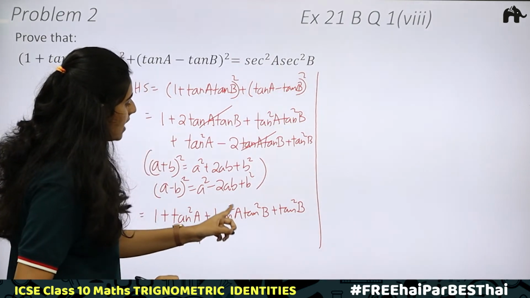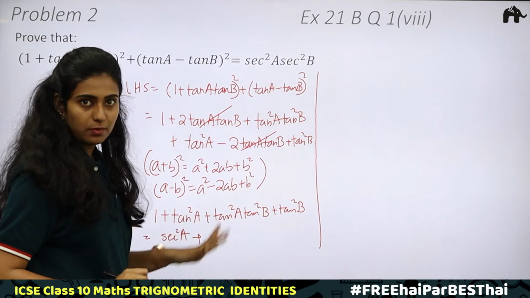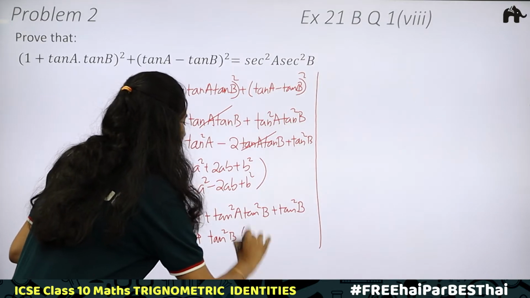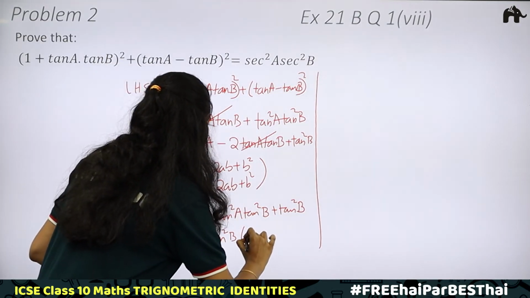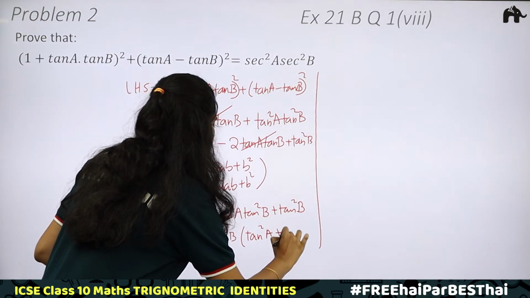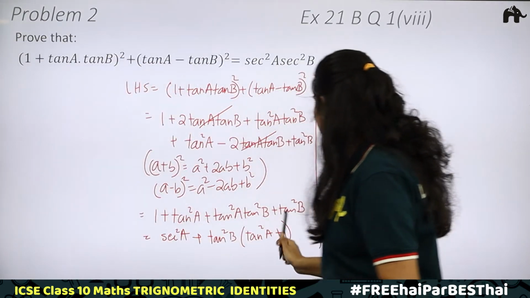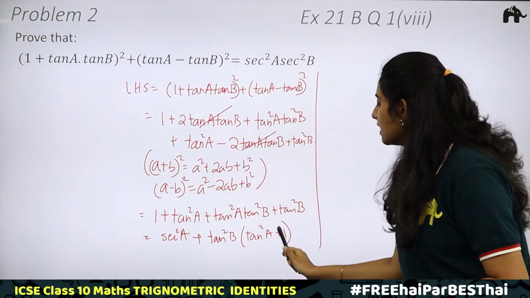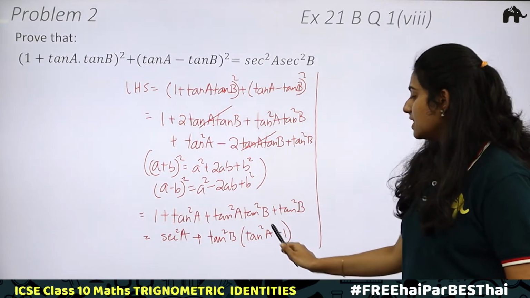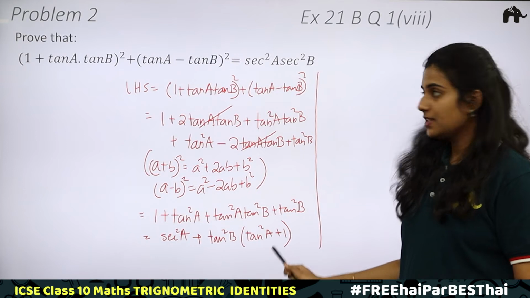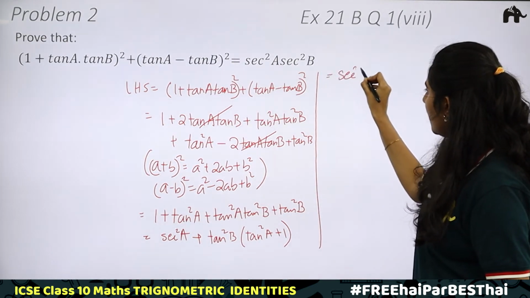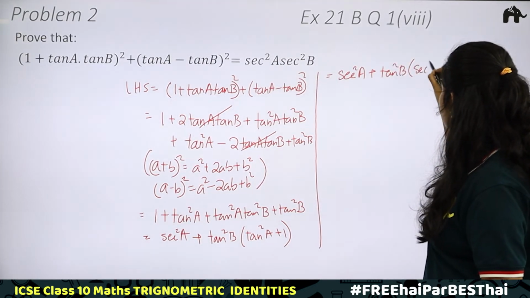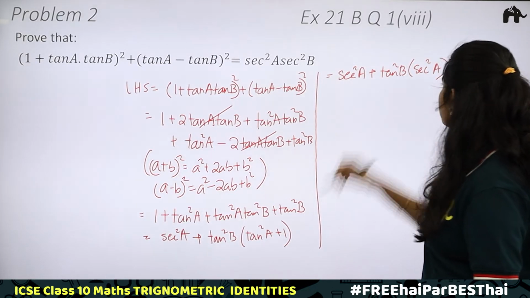Plus here we have tan square A tan square B and again a tan square B. Now tan square B can be taken out: tan square B into the remaining, tan square A + 1. If you take tan square B outside, then 1 is remaining. Now, what is 1 + tan square A? 1 + tan square A is equal to sec square A. Yes, we get sec square A + tan square B into again sec square A.